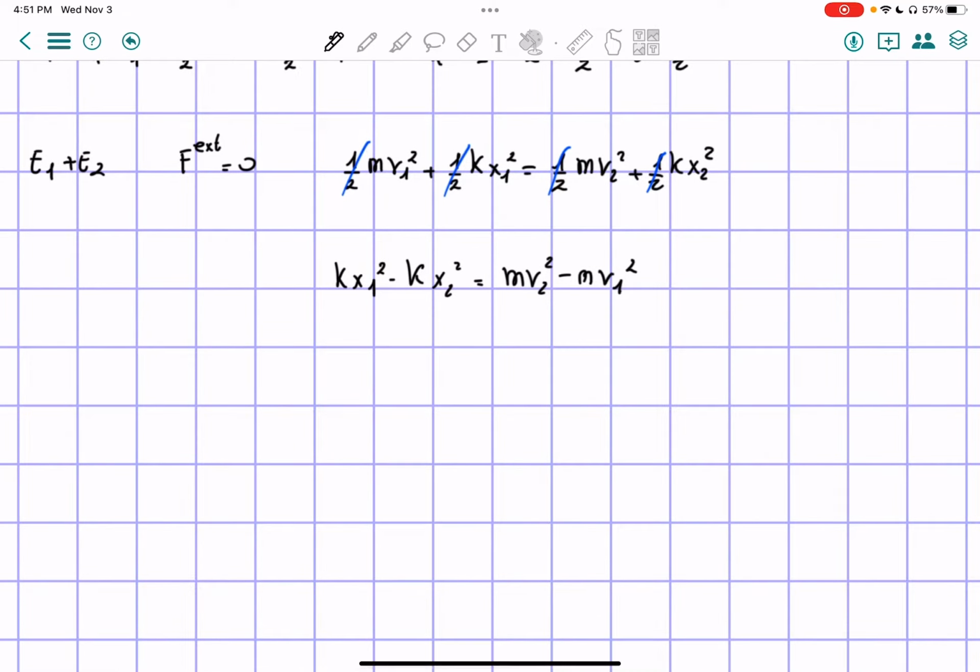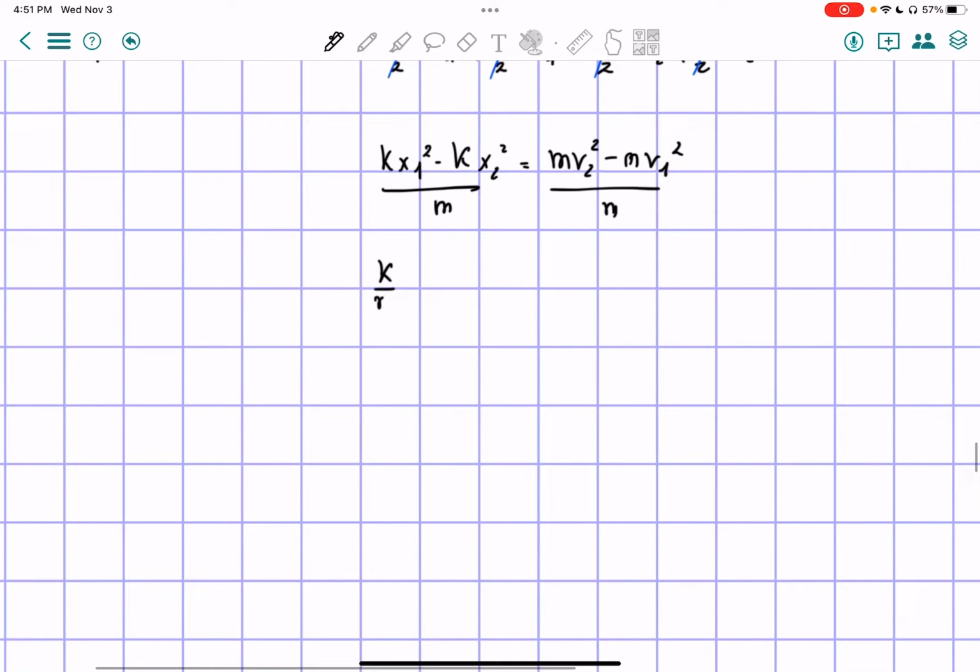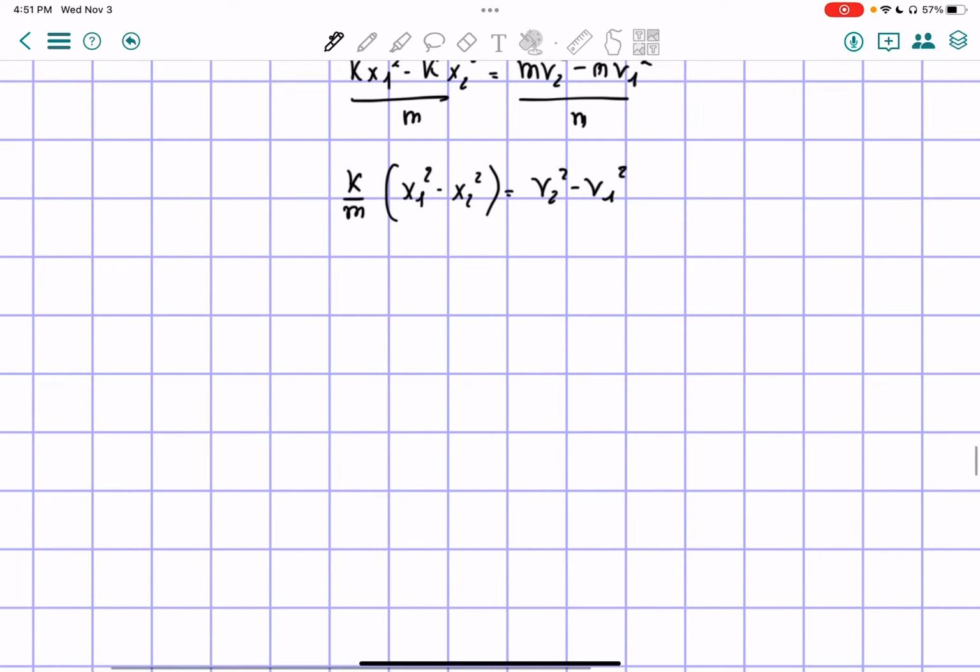Now let's divide both sides by m, and we get k over m that multiplies x1 squared minus x2 squared equals v2 squared minus v1 squared. So we can see that k over m is equal to v2 squared minus v1 squared over x1 squared minus x2 squared. And we know that our angular frequency is equal to the square root of k over m.